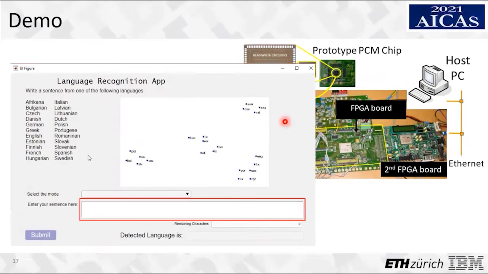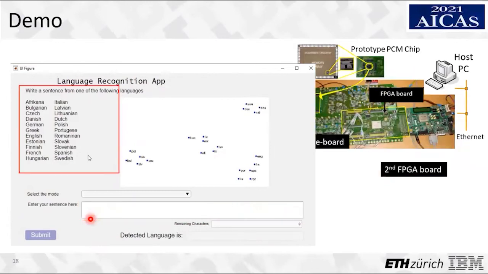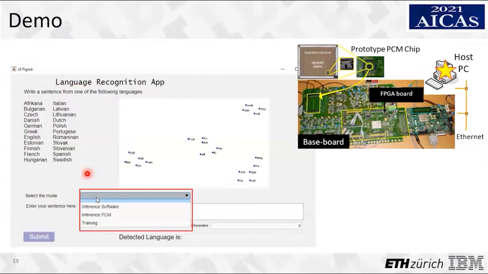The front end of this interface supports inserting a query sentence through this text box, and it accepts input queries from any of these 22 languages, and all these languages are based on the Latin alphabet. The application supports 3 modes of operation. So the first mode is where it runs the inference on the software of the host processor itself to detect the language of the query sentence.